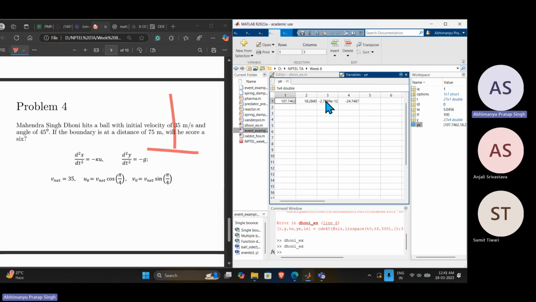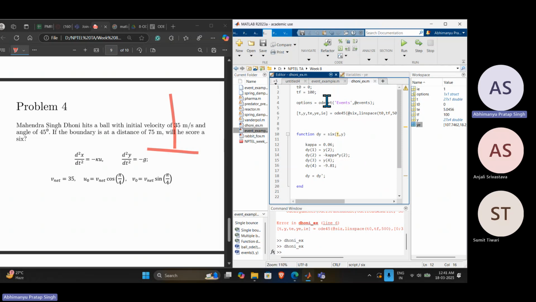So when the ball touches the ground, the x displacement has already reached 107 meters, so probably he will hit the boundary. What the professor showed in the lecture was that he just ran the entire simulation for 100 seconds, and then manually checked when y3 was 0, what was the value of y1. So we can do this using the events function in a much more elegant way, or you can also check for other conditions.